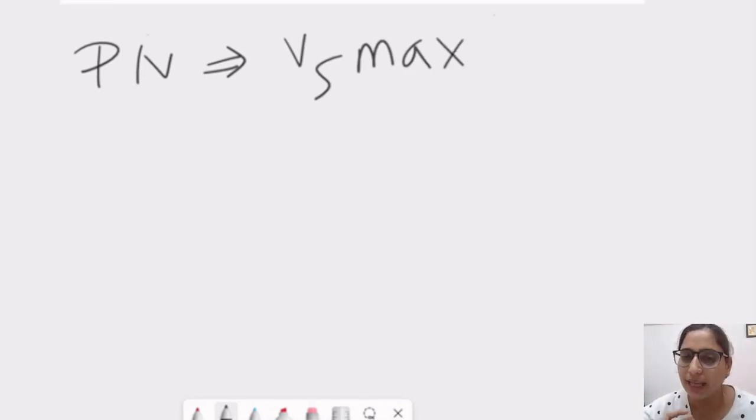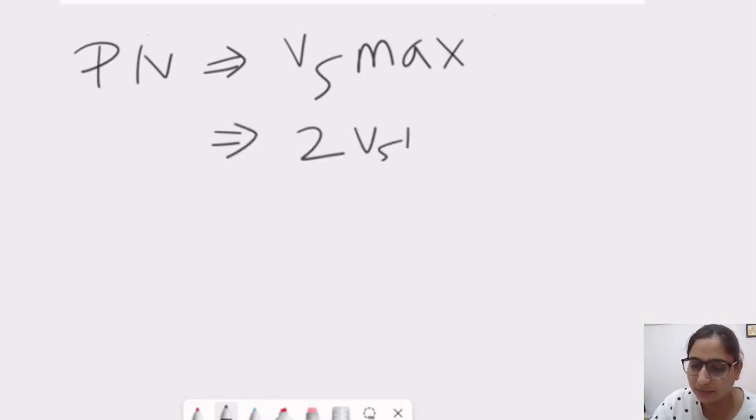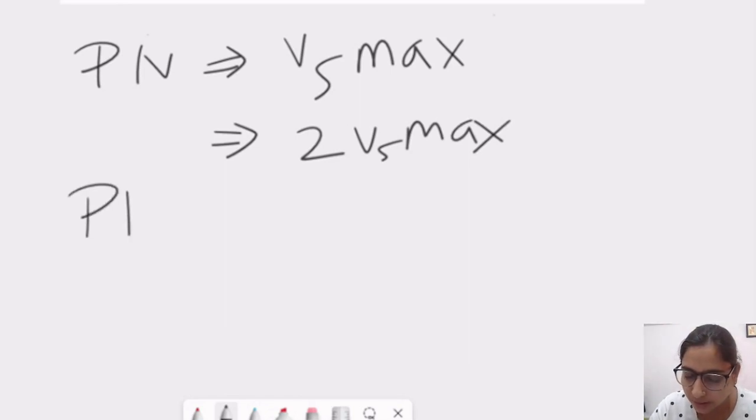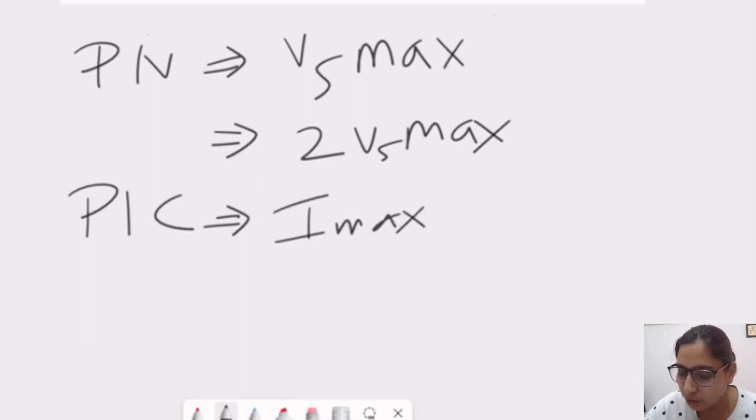Now here we can see that we have two voltages. So PIV of full wave rectifier is 2 Vs max. Clear? Why so? Because we are considering here 0 to pi and pi to 2 pi. Now the peak inverse current. What is the peak inverse current? Peak inverse current is nothing but I max sin omega t.